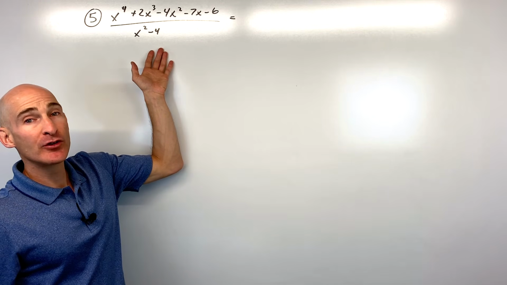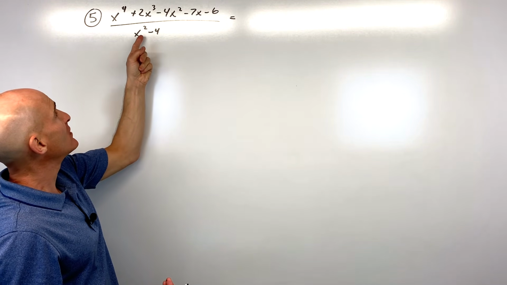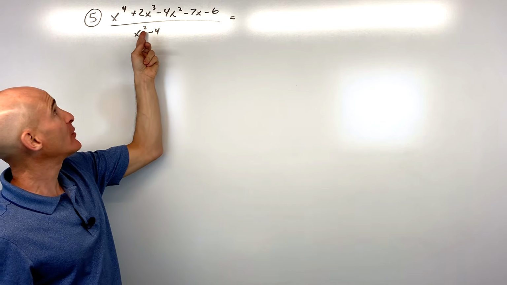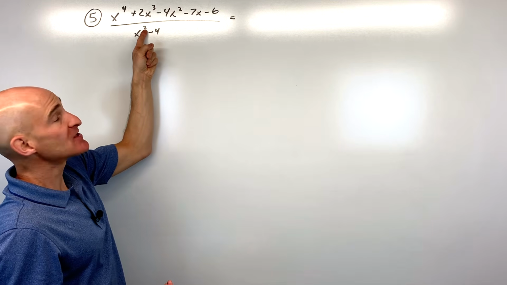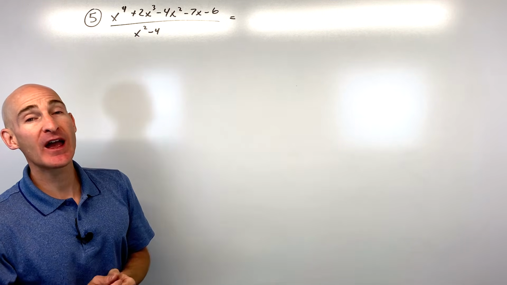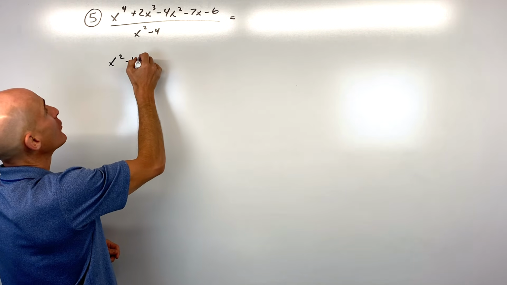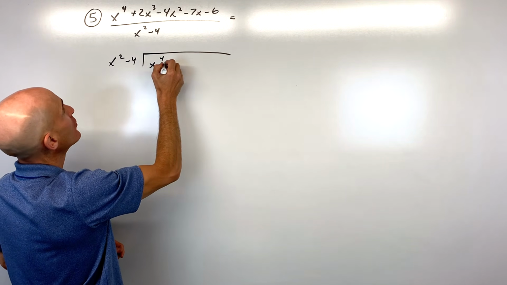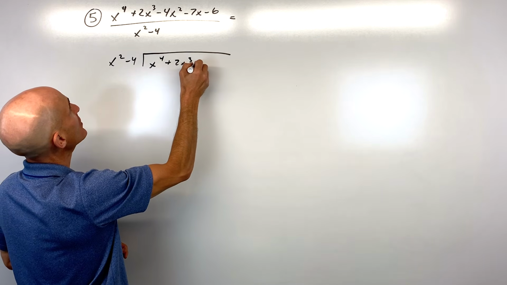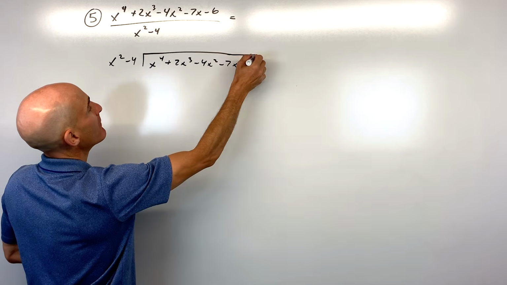Okay, for number 5, what you'll notice, or what jumps out at you right away, is that you see how this is a 4th degree in the numerator, only a 2nd degree in the denominator. When the numerator's degree is greater than or equal to the highest degree in the denominator, you have an improper fraction on your hands, and what you want to do is polynomial long division. So I'm going to see how many times does x squared minus 4 go into x to the 4th plus 2x cubed minus 4x squared minus 7x minus 6.